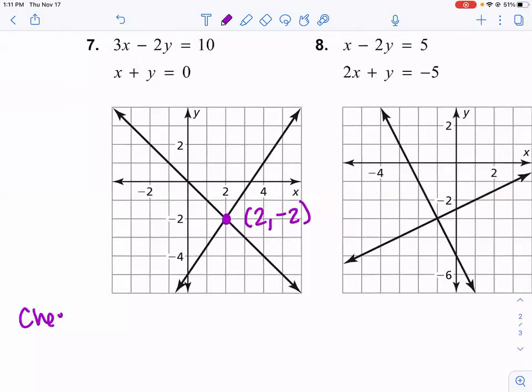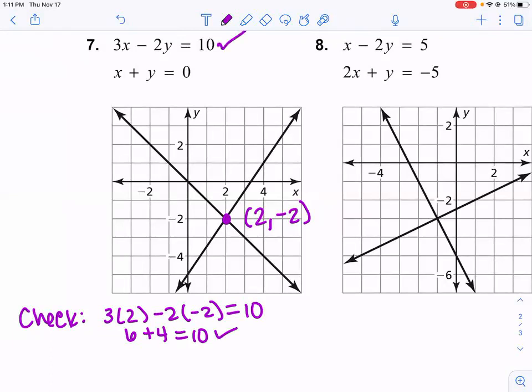Let's check our first equation, 3x minus 2y equals 10. If I plug in the coordinate 2, -2 into 3x minus 2y equals 10, what do you think? Does it work? Is 6 plus 4 equal to 10? Yes. So it works in the first line. I'll go ahead and check that off.